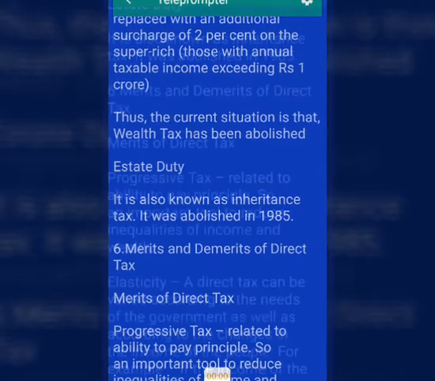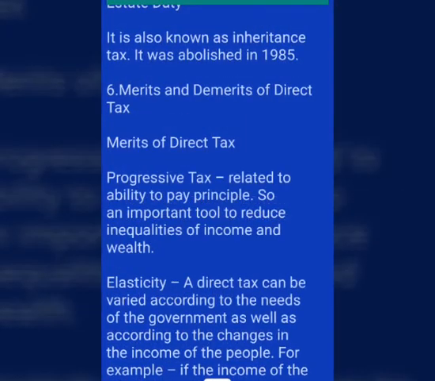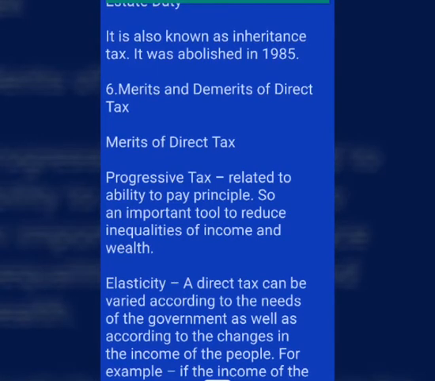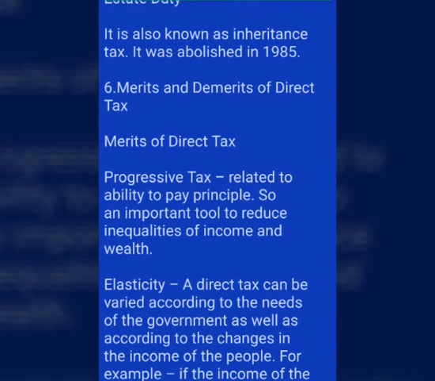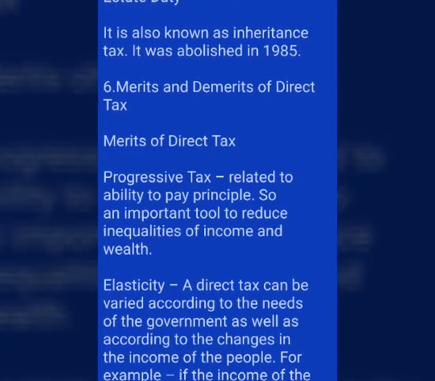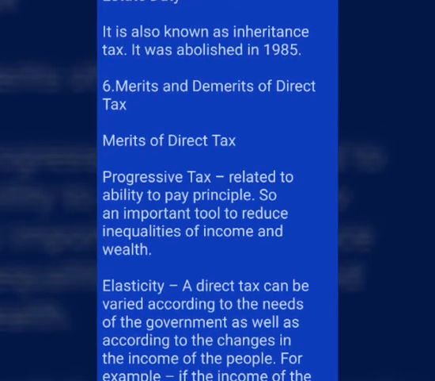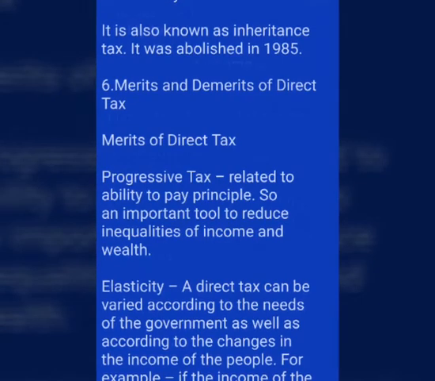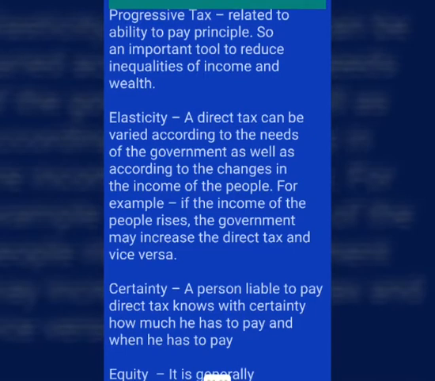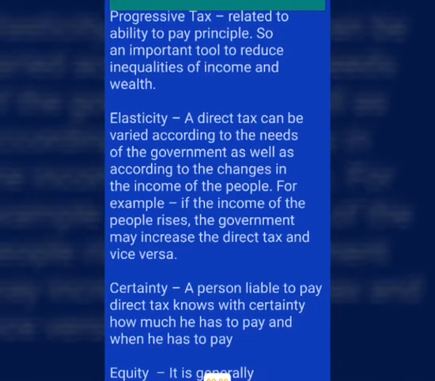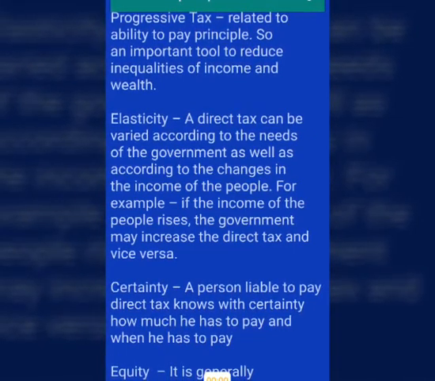6. Merits and demerits of direct tax. Merits of direct tax. Progressive tax, related to ability to pay principle. So, an important tool to reduce inequalities of income and wealth. Elasticity. A direct tax can be varied according to the needs of the government as well as according to the changes in the income of the people. For example, if the income of the people rises, the government may increase the direct tax and vice versa.